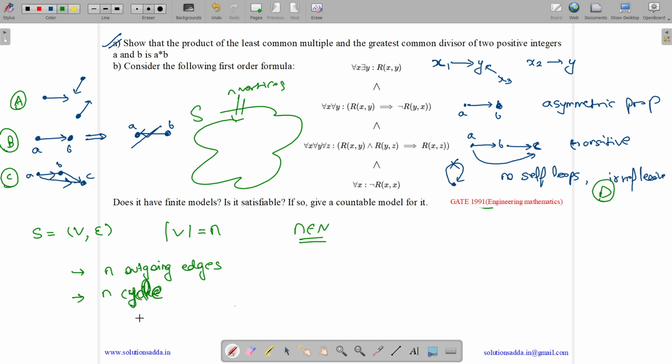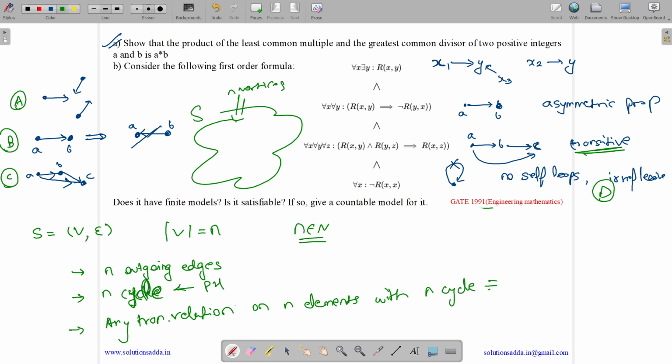Now see, any transitive relation on n elements with an n cycle is an equivalence relation. This is a property. What is the property? Any transitive relation on n elements, with an n cycle, by the pigeonhole principle, must be an equivalence relation. See, this is a transitive relation. We have proved this.